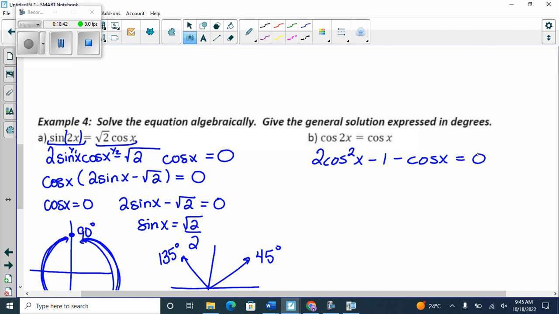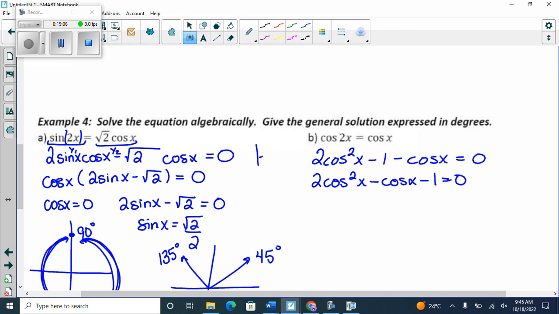So this could be very much like Thursday, right? I could have a cos squared x, a cos, and a number, and I make you factor it, right? Not the above. I'm not going to make you do that. That's chapter 6. But I could make you do this one, right? So we get 2 cos squared x minus cos x minus 1 equals 0.